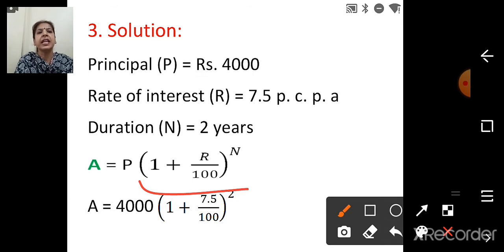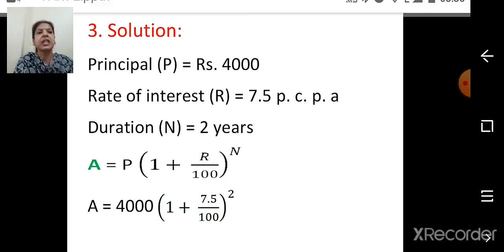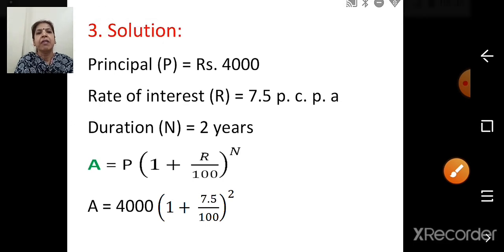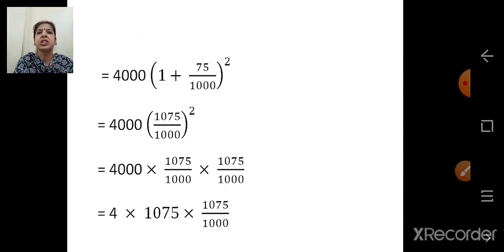After writing the formula, we have to substitute the values. For P, we have 4,000. Then in the bracket, 1 plus R. Now R we have 7.5, so 7.5 upon 100, raised to 2. Substitute the values correctly. Now the very important thing, children, is the calculation part, which you have to understand. Calculation you have to do correctly.